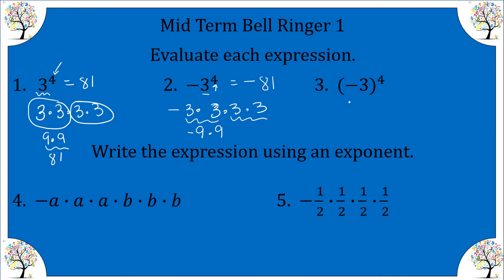Now let's look at number 3. I have negative 3 raised to the power of 4. So my base this time is negative 3. Negative is part of the base, so we expand the negative on number 3. I'm going to multiply my pairs together. A negative times a negative is a positive, so I get positive 9. Negative 3 times negative 3 is positive 9. And when I multiply 9 times 9, I get 81.